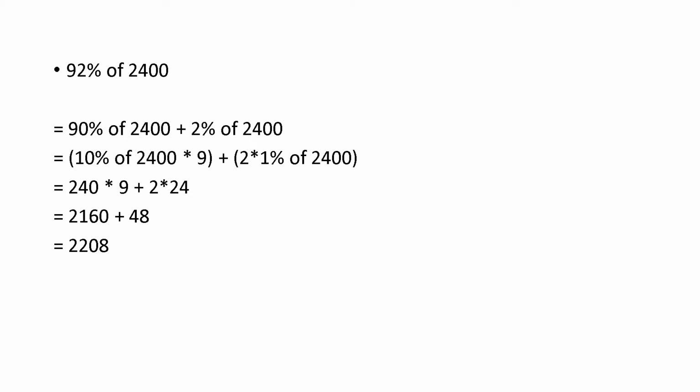Now 92% of 2400. 92 means 90 plus 2. 90% means 10% into 9. 2% means 1% into 2. Okay. So 10% of 2400 is 240 into 9 and 2 into 1% of 2400, that is 24, and you will get the answer. Okay.